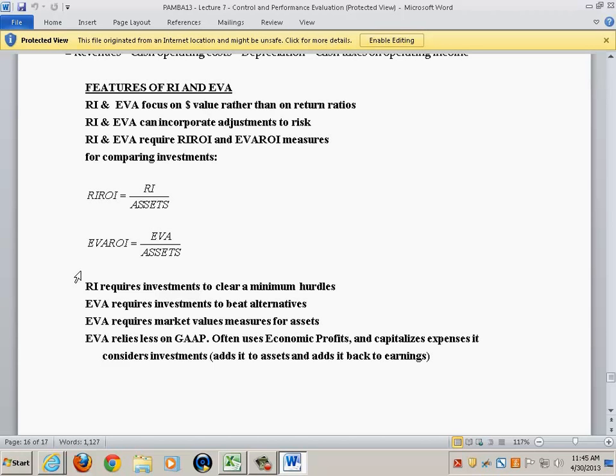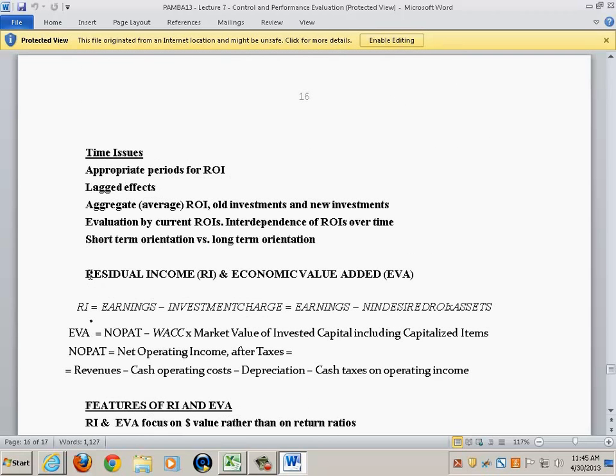Yes? Sure. That says RI equals earnings minus the last word. Yeah, let's repeat that. It's MIN, minimum, min desired ROI. That's a minimum desired return on investment, or a minimum required return on investment, which is how much do you require to clear a minimum level of investment. Times assets, right.